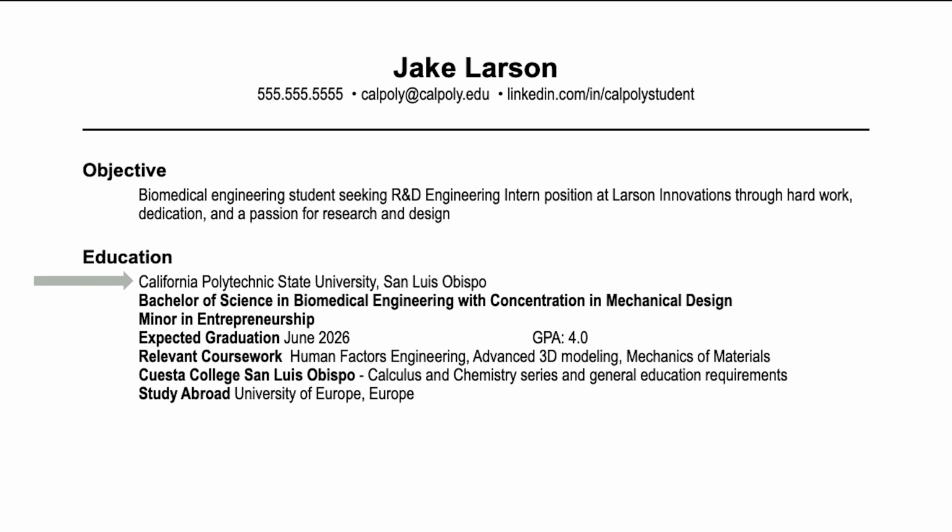It should include the full name of your academic institution, California Polytechnic State University, San Luis Obispo, your degree type, any concentrations or minors that are a part of your degree, your expected graduation month and year, direct relevant coursework, your GPA or major GPA if it is over a 3.0, and any study abroad or community college experience. Once you've entered a university, it is not necessary to include your high school education.